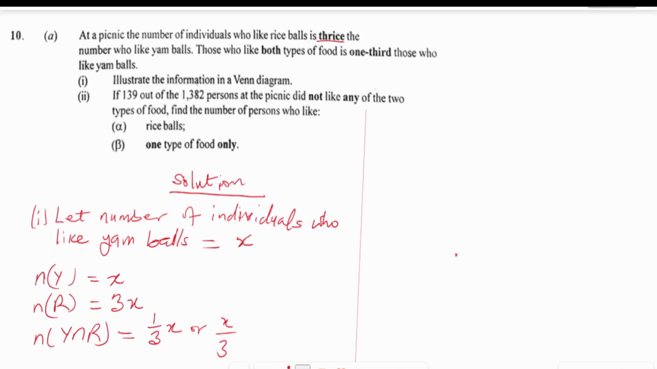Then now, with the benefit of the (ii), we can also add two more pieces of information, which is the universal set, and that is 1,382, and then the 139 who did not like any of the two dishes, and mathematically that can be written as number of (Y union R) complement, and that will be equal to 139.